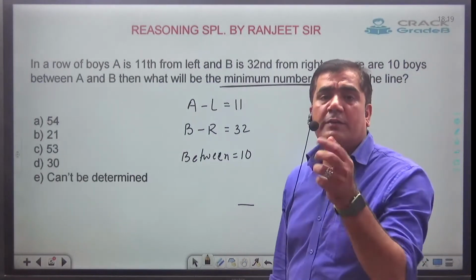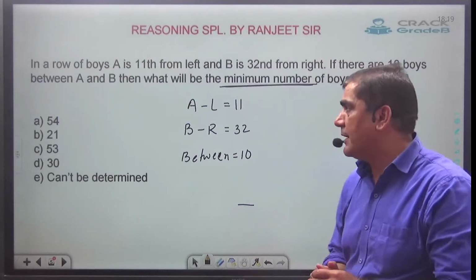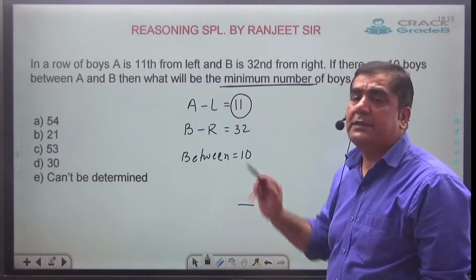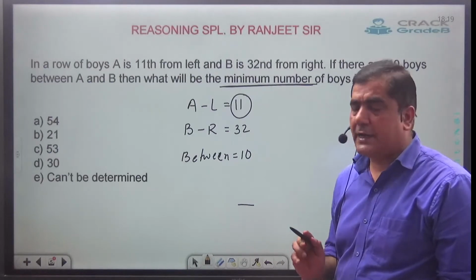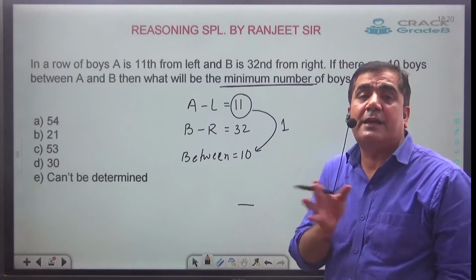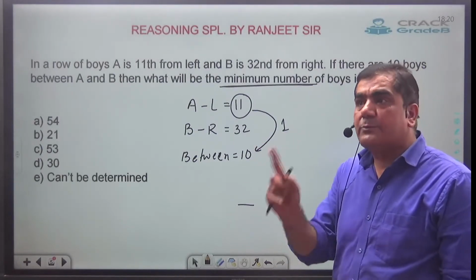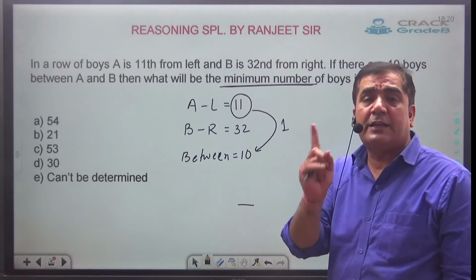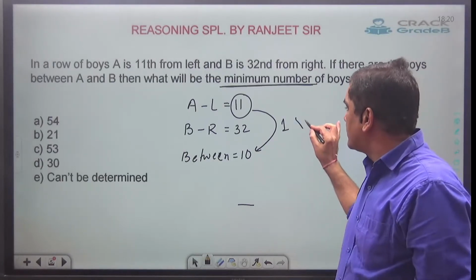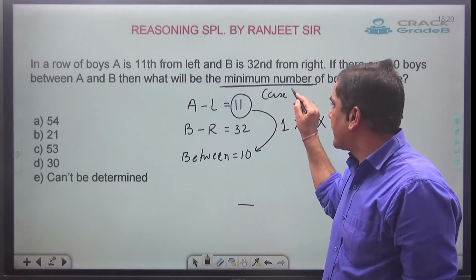So minimum always signifies case number second. But here, if I have to take the smallest value, I will take it as 11. Now 11 minus 10 comes out to be what? 1. 1 means less than 2. If the difference between the smallest position and the number in between comes out to be less than 2, in that case, case 2 is not possible. We know this. So here case 2 is not possible. And since they are asking for minimum, case 2 should be the answer.